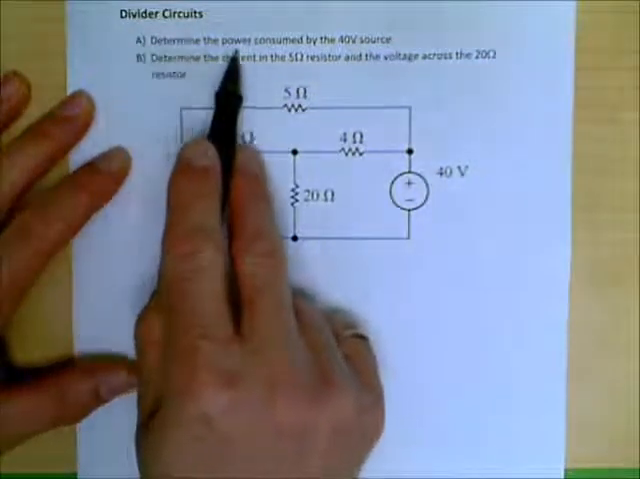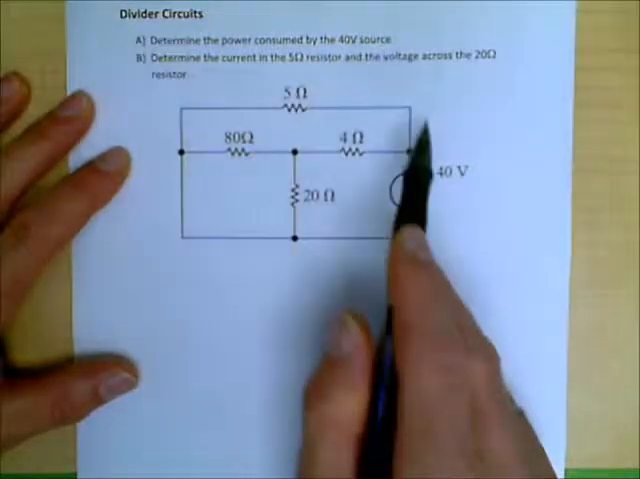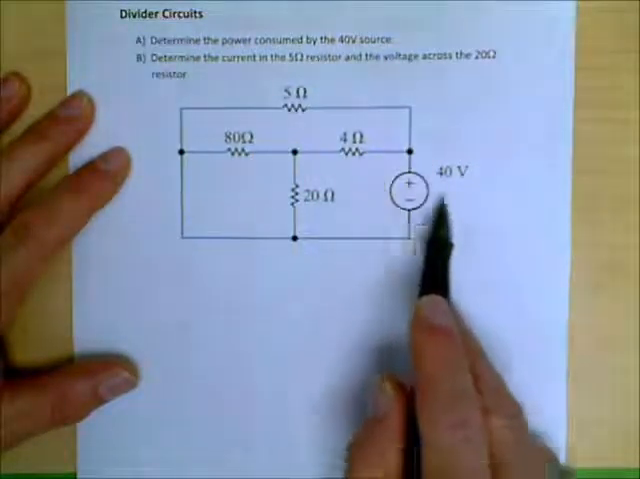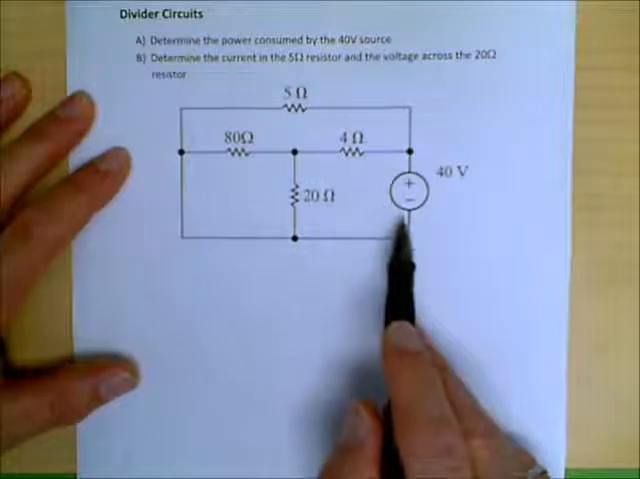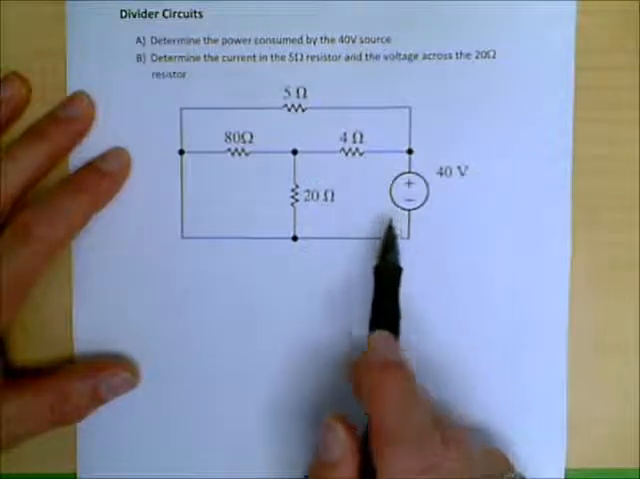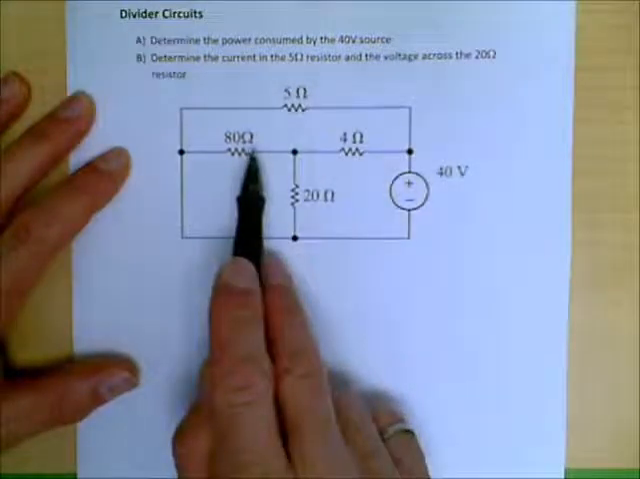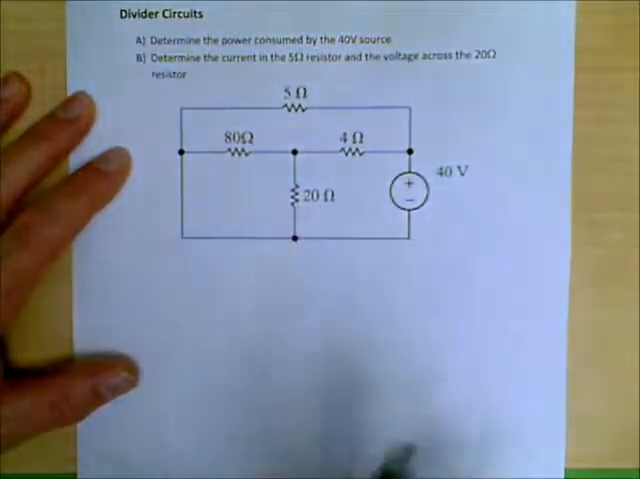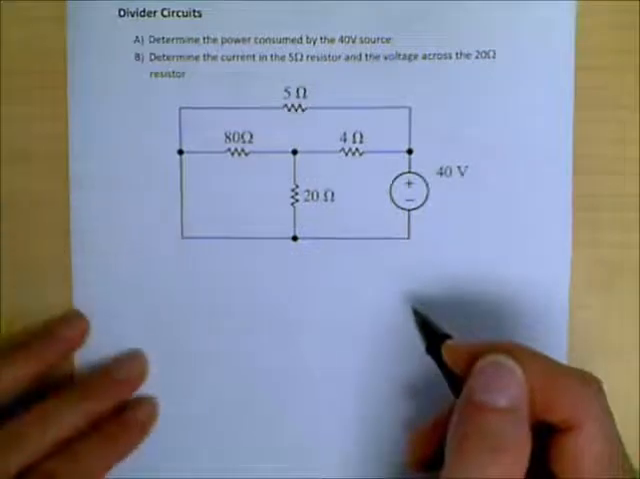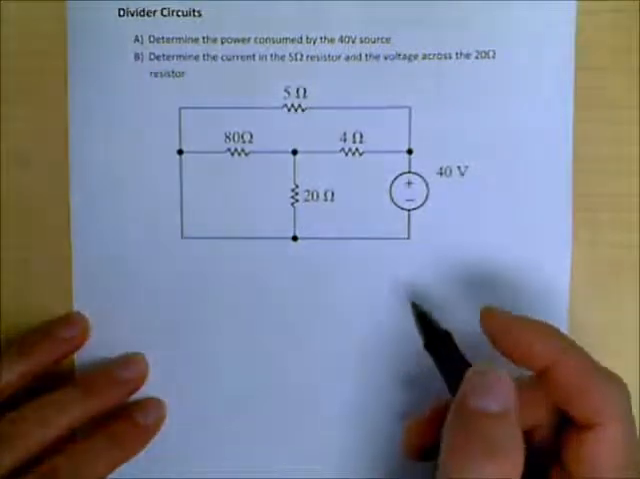We're going to determine the power consumed by the 40 volt source. So we're looking at this 40 volt source. We want to determine the power consumed there. And the second thing we want to determine is the current in the 5 ohm resistor and the voltage across the 20 ohm resistor. Alright, so we've got a couple of things that we need to know from this circuit, and we want to be able to work through this circuit.